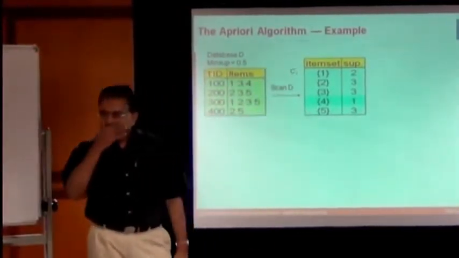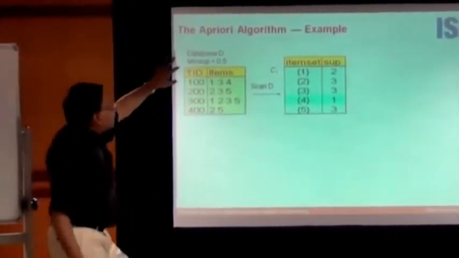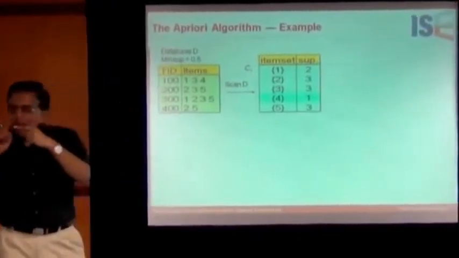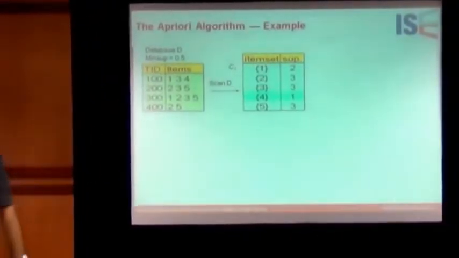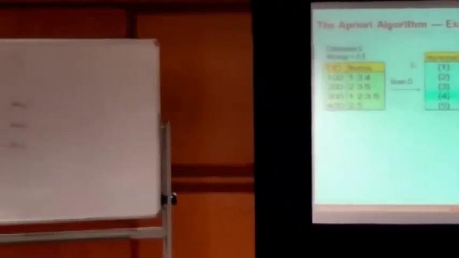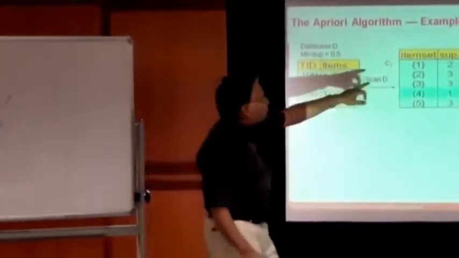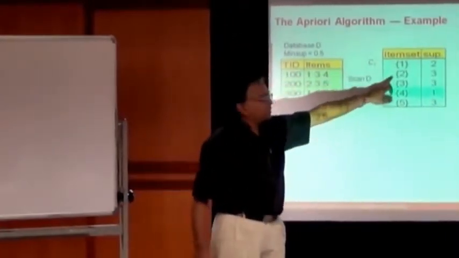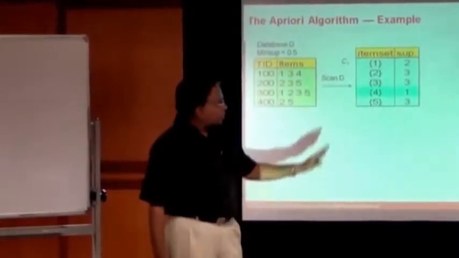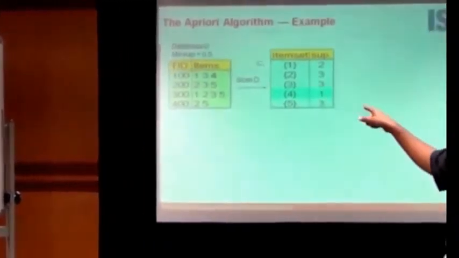Is it the support or only the frequency? Here support is given as a fraction. It is the frequency divided by the number of transactions, we divide by n. There are 4 transactions here, so this would be 2 by 4. So this is 50%, this is 75% and so on. So with one scan of the database, we got up to C1.